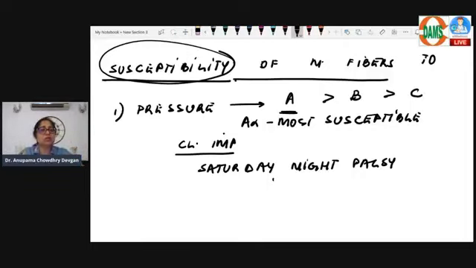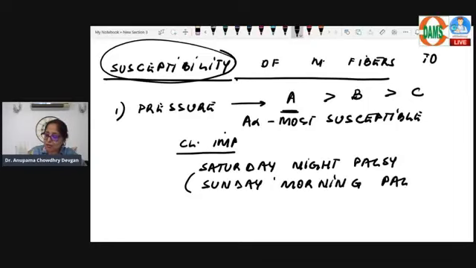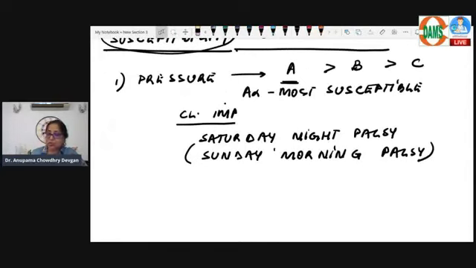Which is the fiber which is most susceptible to pressure? A alpha. And what is A alpha? Motor. So motor neurons are affected, and he gets up with the palsy of the affected side on the next morning, right? This is also known as the Sunday morning palsy. Why Sunday morning palsy? Because he realizes on Sunday morning what he's done, right? So it is the A alpha motor neuron which is the most susceptible to pressure, and A alpha is your somatic motor. So A alpha most susceptible to pressure.